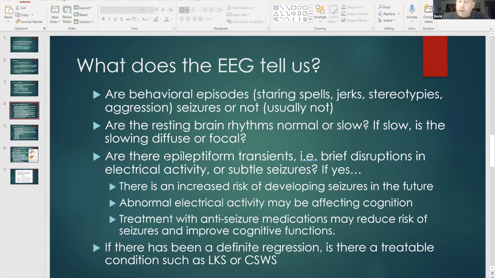So we know that in some cases, the abnormal electrical activity may be affecting cognition, and treatment with anti-seizure medications may improve cognition. I'll show you a recent paper that suggests that that may be the case. Finally, there's been a recent study that shows that treatment of children on the autistic spectrum who have an abnormal EEG may reduce the risk of future seizures and improve cognitive function. So these are all reasons that we want to obtain an adequate sampling, 24 or 48-hour sampling, of brainwave activity in order to determine whether there are epileptiform transients or subclinical seizures, which may be the basis for treatment with anti-seizure medications.